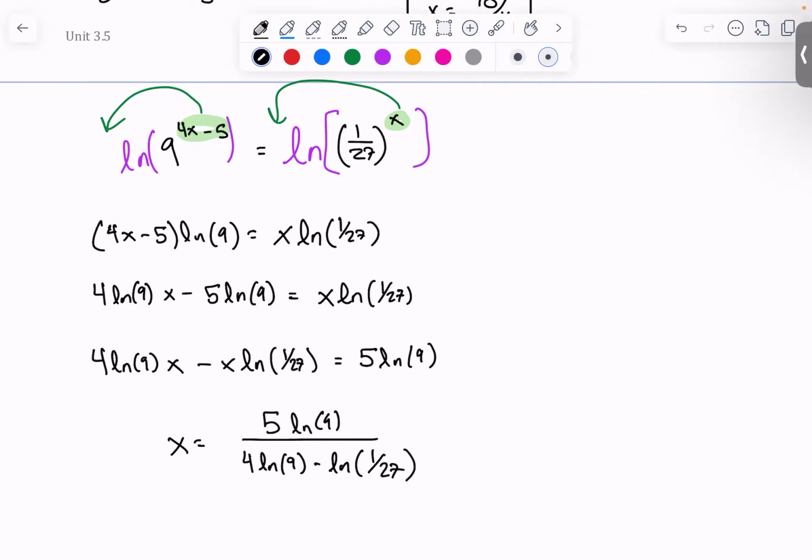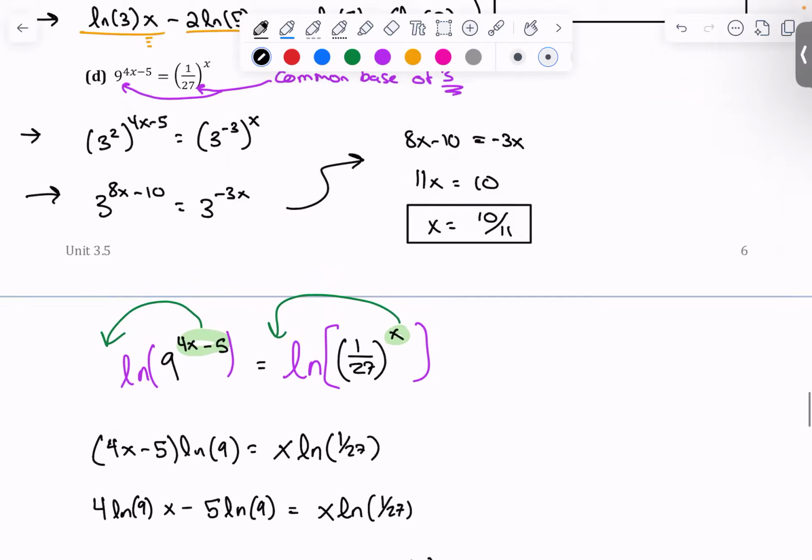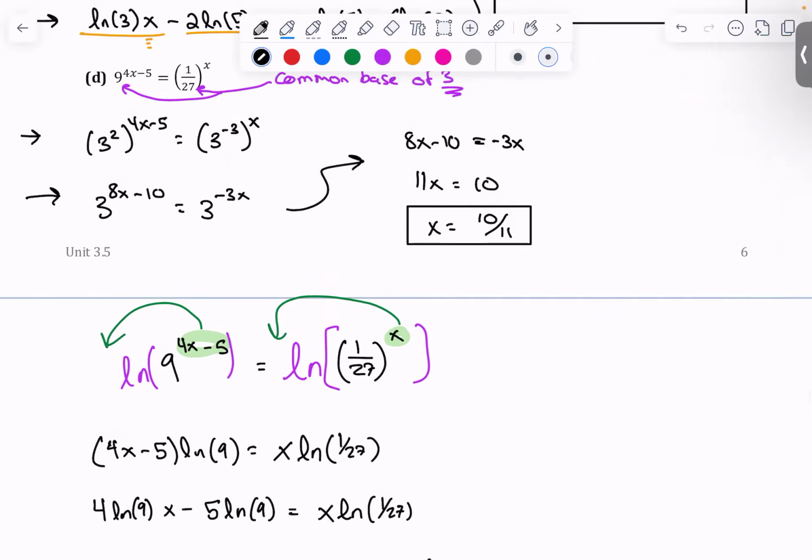And if you plug that into your calculator, fun fact, 5 natural log of 9 divided by 4 natural log of 9 minus natural log of 1/27, my calculator gives me 0.909090 repeating, which is 10 elevenths. If you have my calculator, you can even press the S to D button, and it'll show you that it ends up being 10 elevenths as well. That being said, if you didn't do that and you just wrote down the approximation, I'd give you full credit.